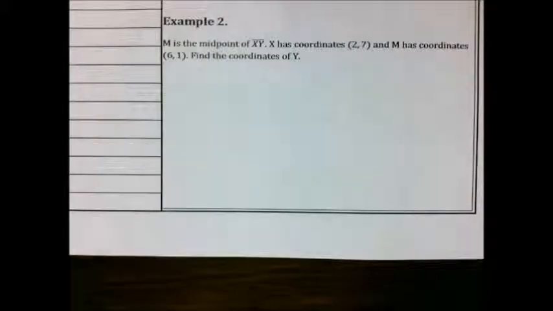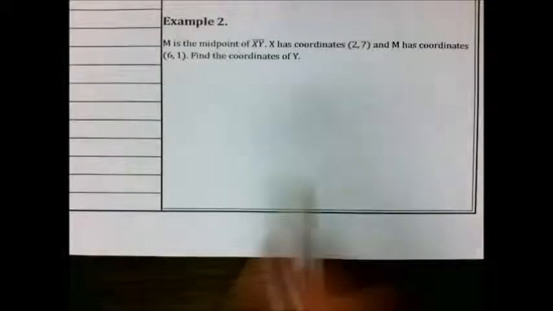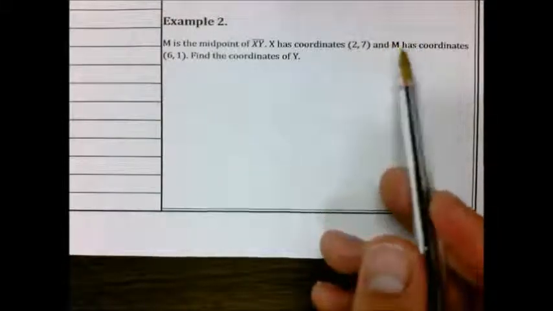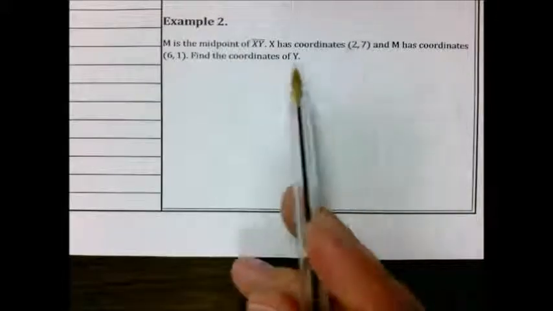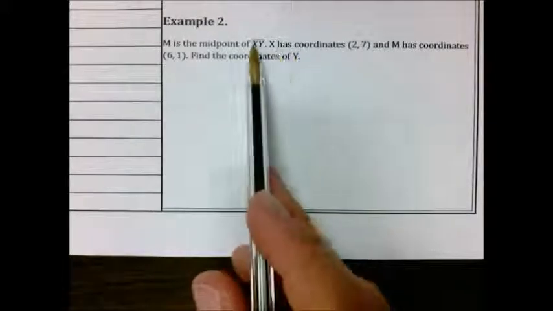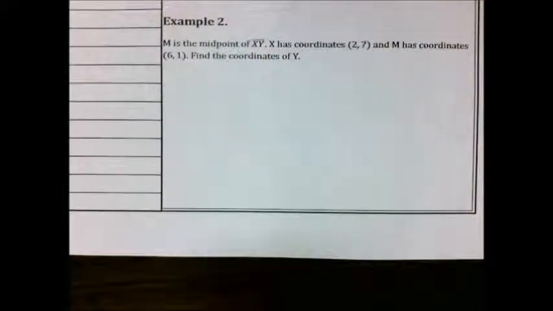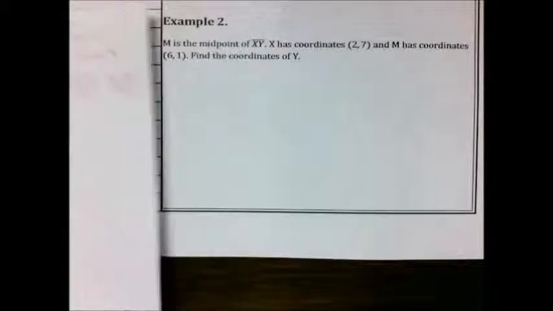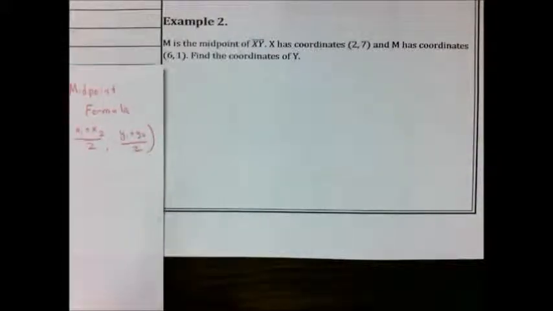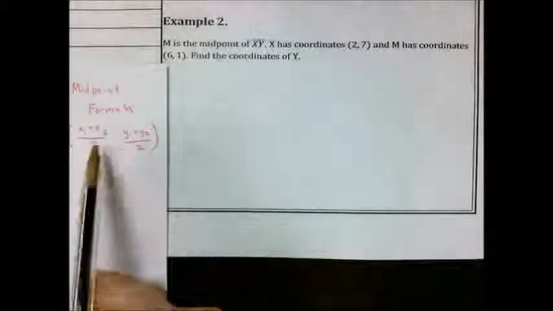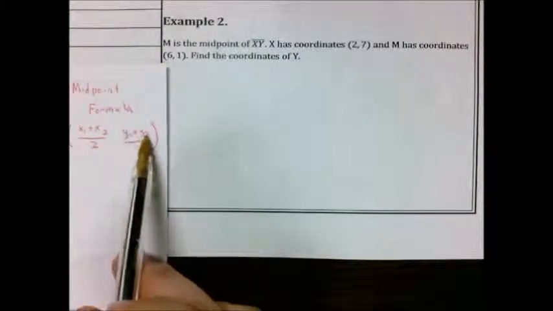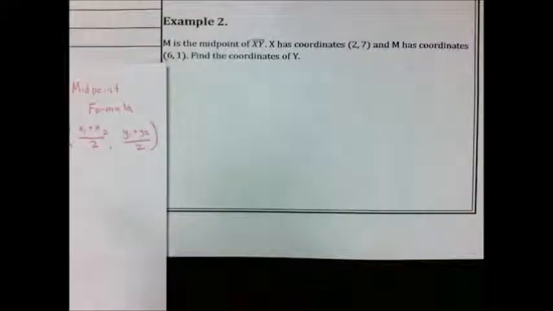Example 2 gets a little bit trickier. M is the midpoint of XY. We have a line XY, and we know M is the midpoint. X has coordinates 2, 7, and M, our midpoint, has coordinates 6, 1. We don't know the coordinates for Y, and that's what we're trying to discover here. I'm going to remind us of the midpoint formula again. It's x1 plus x2 divided by 2 for our new x value, and y1 plus y2 divided by 2 for our new y value.